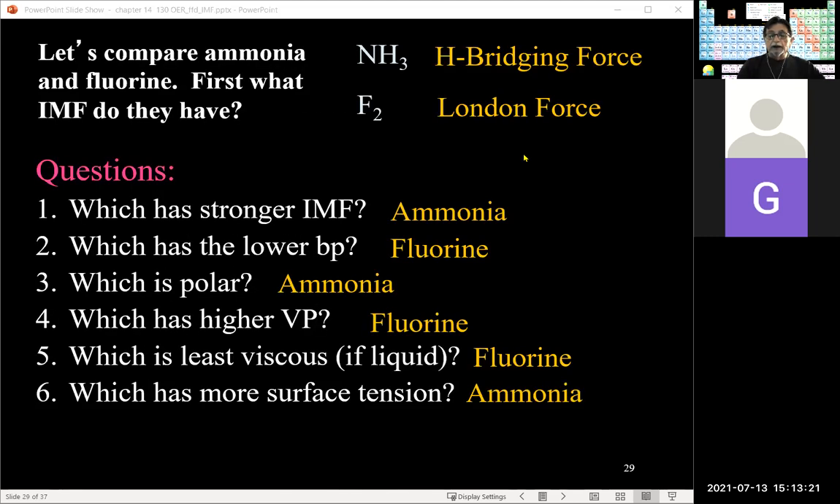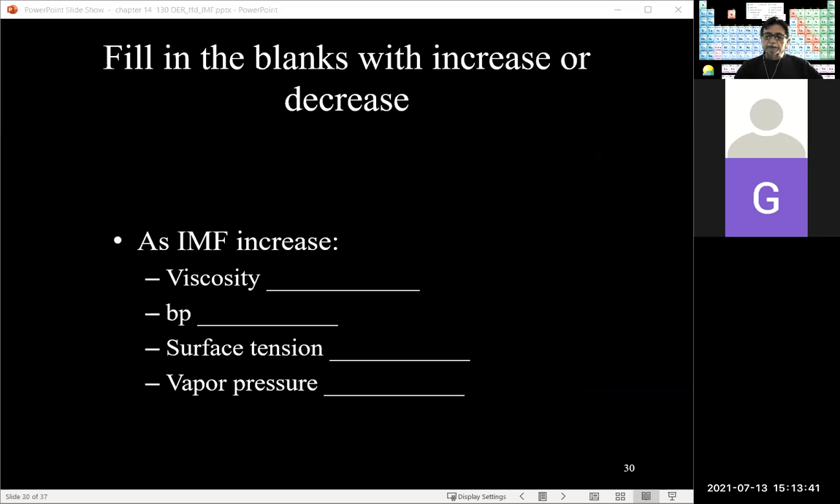All right. Now, the questions were asked in this manner, but they could easily be reversed. Question number one could say which has the weaker IMF, or question number two, which has the higher boiling point. You see how those questions can be changed around a bit. Okay. This kind of helps you out here because it summarizes.